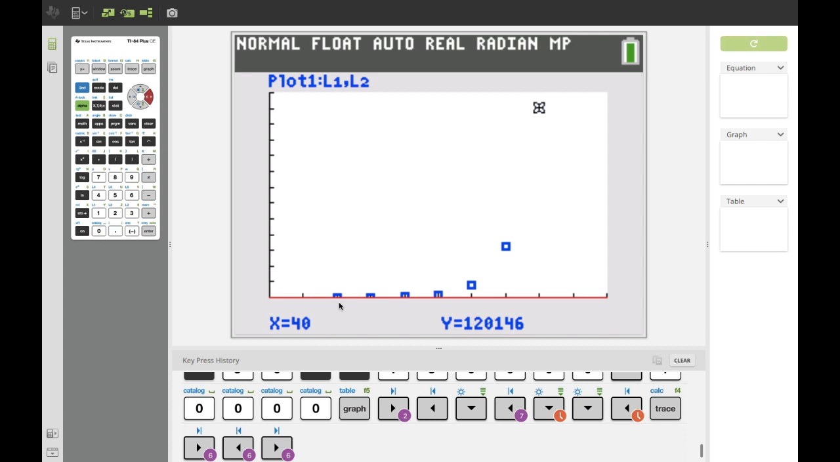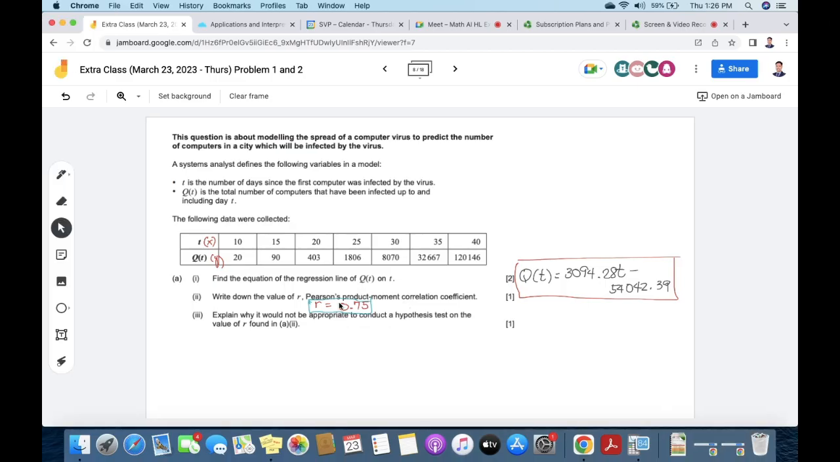So before we proceed, questions on the plotting itself? Because I think I've seen a lot of questions on statistics in paper 3. Questions on plotting? No question? And now we're ready to answer number 3. So why do you think it's not appropriate to conduct a hypothesis test on the value of R? Remember, where did we get R from? It's from the... Exactly. So why do you think it's not appropriate then?